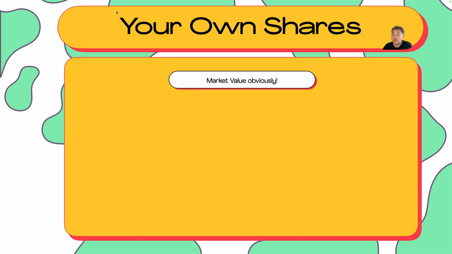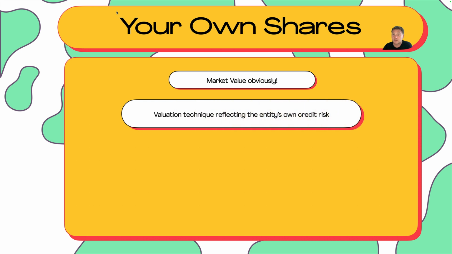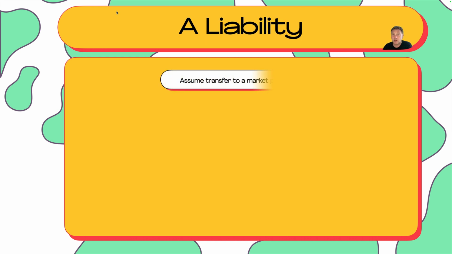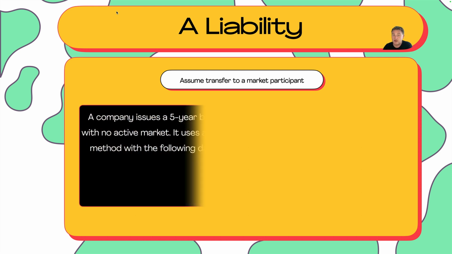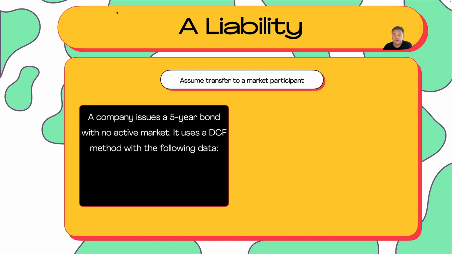Well, if you're a public limited company, you'd use the market value, obviously. But if you're not, you'd use a valuation technique that reflects your company's own credit risk. So make sure you do that. If you're trying to value a liability, just make sure you're assuming transfer to a market participant, not a family friend or whatever. So if a company issues a 5-year bond with no market participant, well, what do you do? Well, again, you're down to this income-based approach. It uses a discounted cash flow method, with the following data.